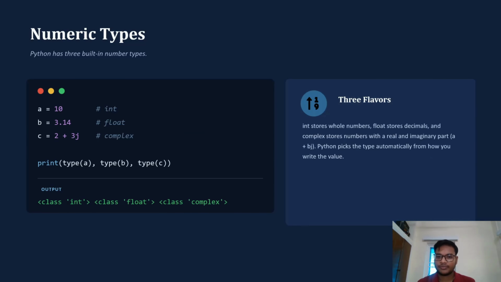So what are the three flavors? Int stores whole numbers, float stores decimals, and complex stores numbers with a real and imaginary part, a plus bj. Python picks the type automatically from how you write the value. These are some basic things you have to know before pushing into the high intermediate level of Python programming. This is beginner level. I think I cleared it out here.